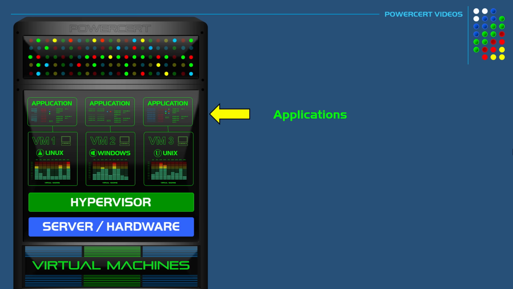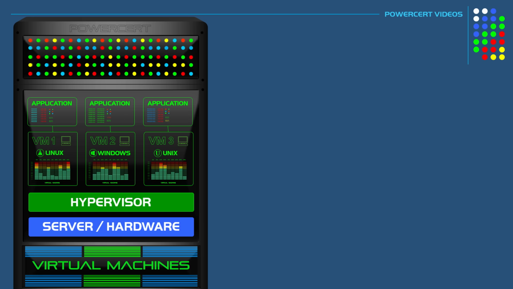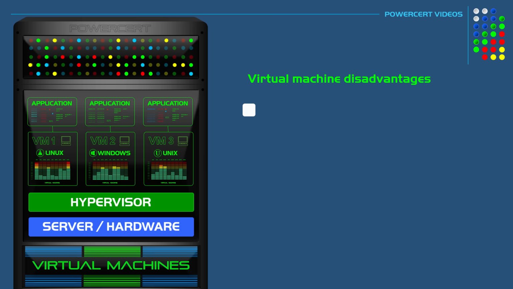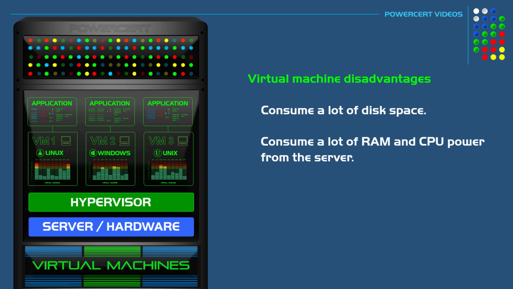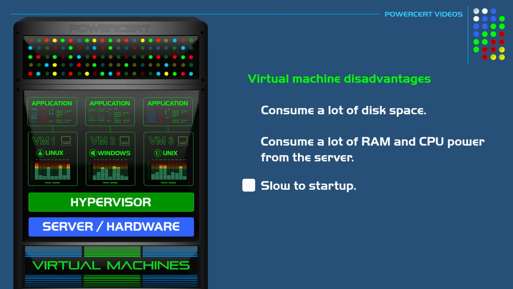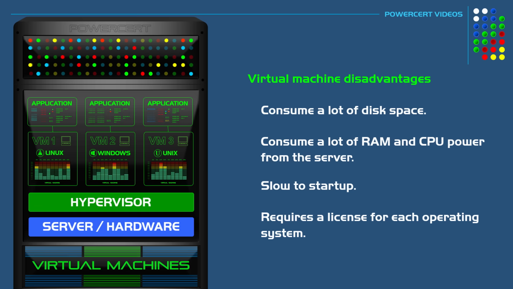But as great as they are, they do have some drawbacks. One of them is that VMs can consume a lot of disk space. This is because each VM has its own dedicated operating system. And because they have their own operating system, VMs also consume a lot of RAM and CPU power from the server that could be used for other processes. And VMs are slow to start up because, since they have an entire operating system, they do take time to boot up. And each VM also requires a license for the operating system, which costs even more money.